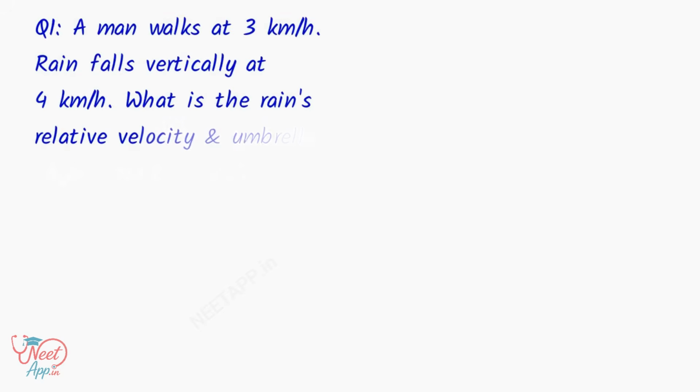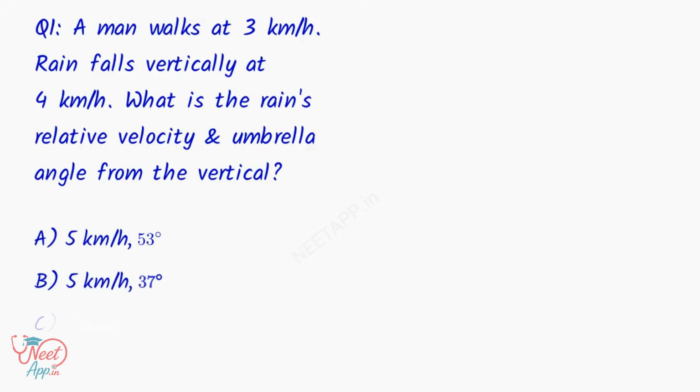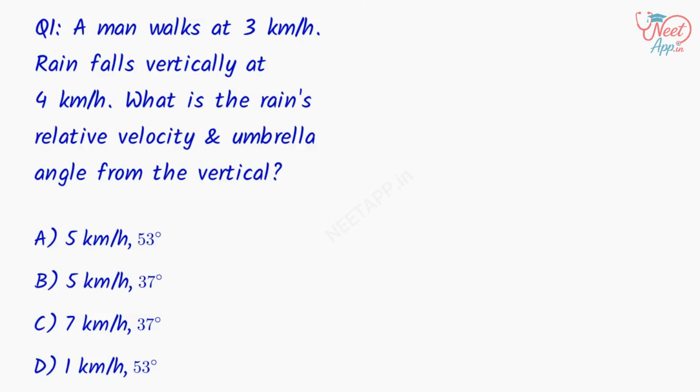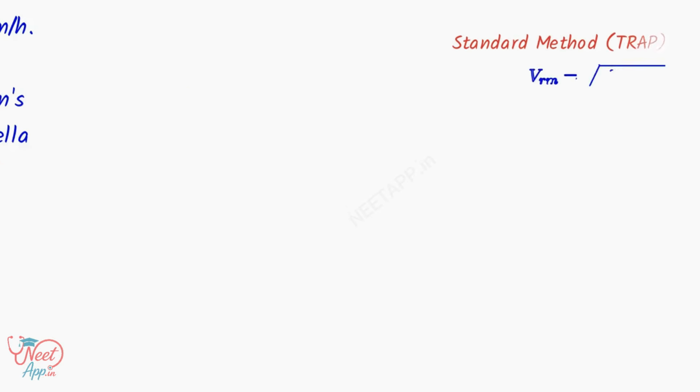Let's solve this complex question in 30 seconds. A man walks horizontally at 3 kilometers per hour in rain that is falling vertically at 4 kilometers per hour. What is the velocity of the rain relative to the man, and at what angle from the vertical must he hold his umbrella? The standard textbook method wastes precious time.